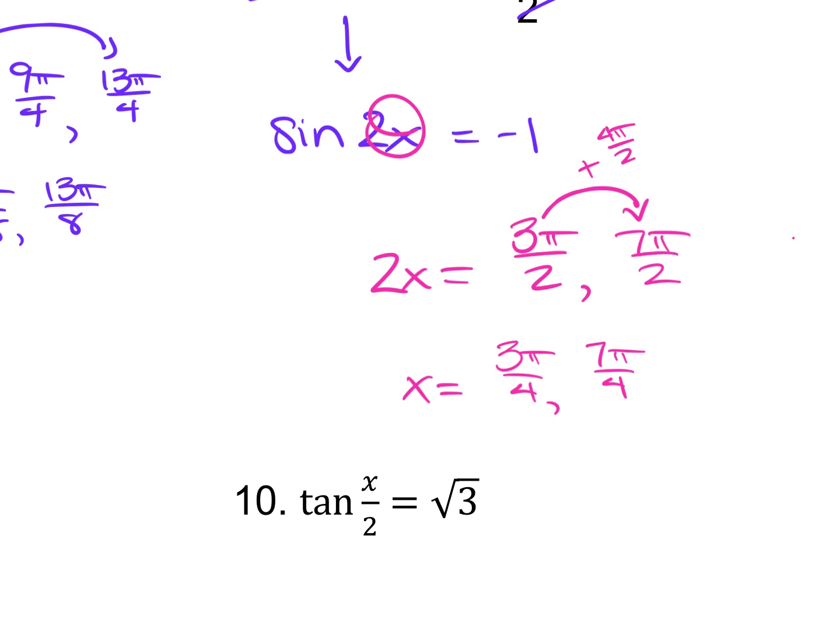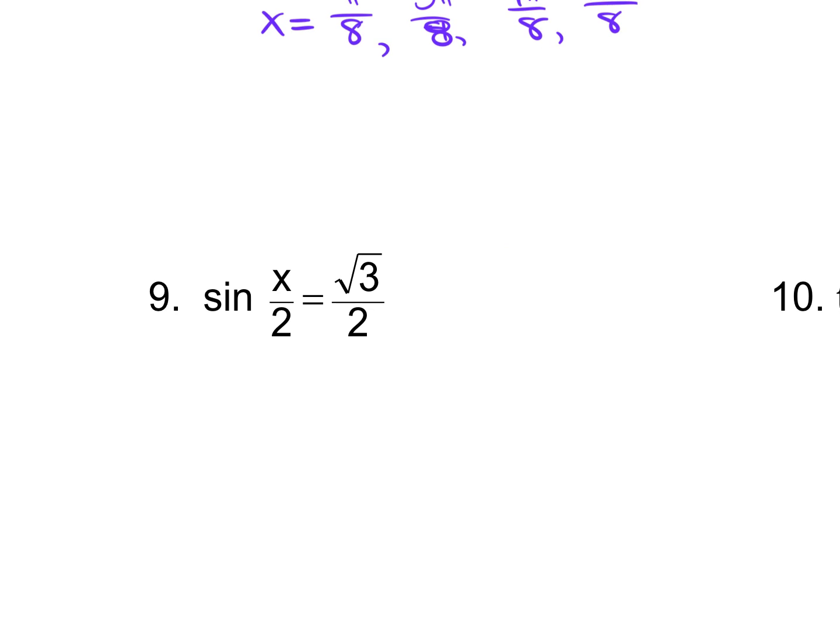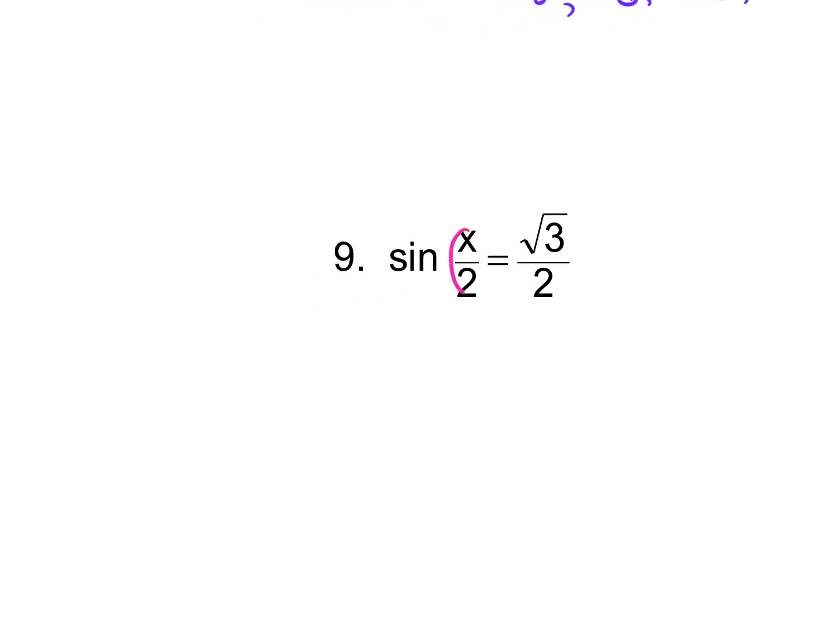All right, our last two look slightly different. What's the only difference on our last two? There's fractions. Good news, you can pretend those are one big theta too. So there's one good piece of information. If I pretend that's one big theta, this is asking me the question, where does sine equal root 3 over 2? All right, so let's answer that question first. Where does sine equal root 3 over 2?